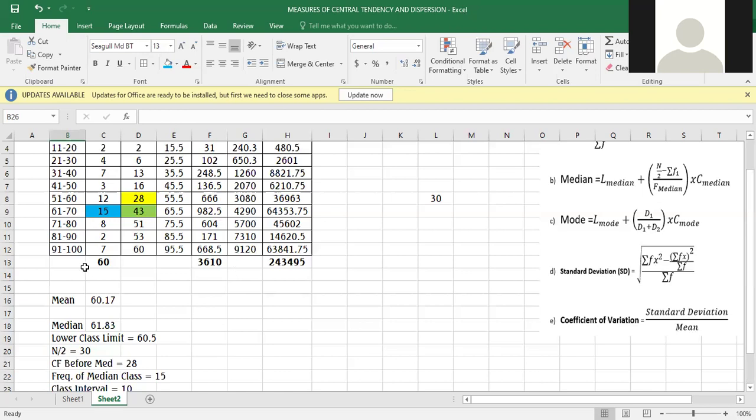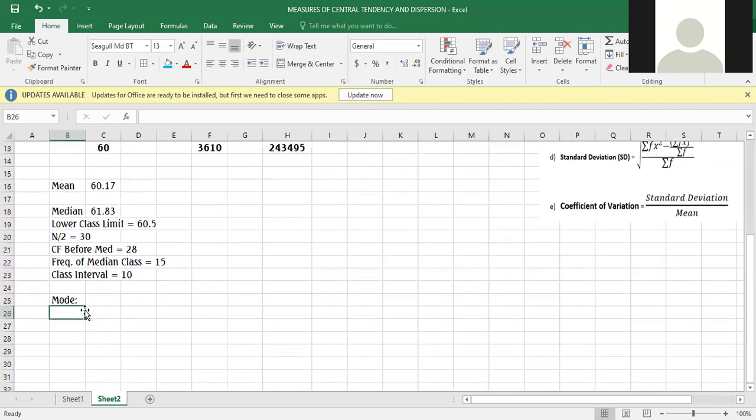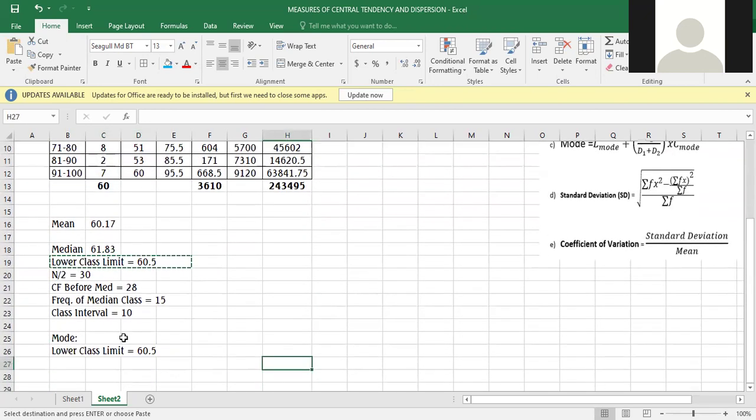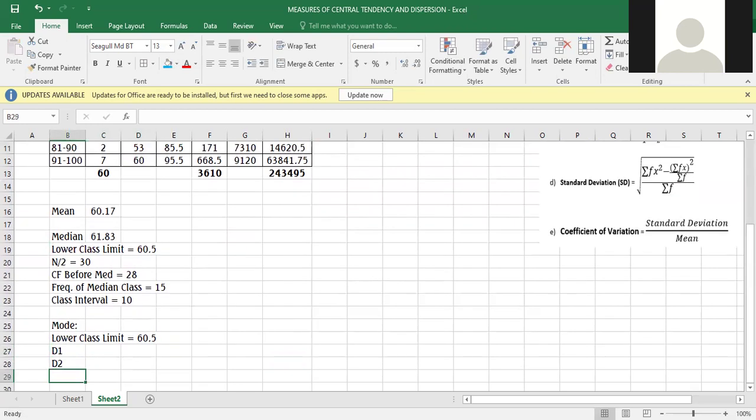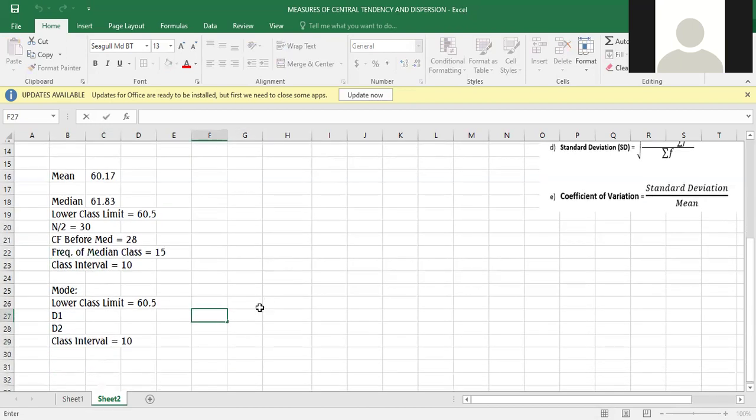And here you'll be having 60.5 also as the lower class limit. So let me just copy this so that it will be the same. It remains 60.5. Then what I need to determine now is D1 and D2, then the class interval. Of course, the class interval remains 10.